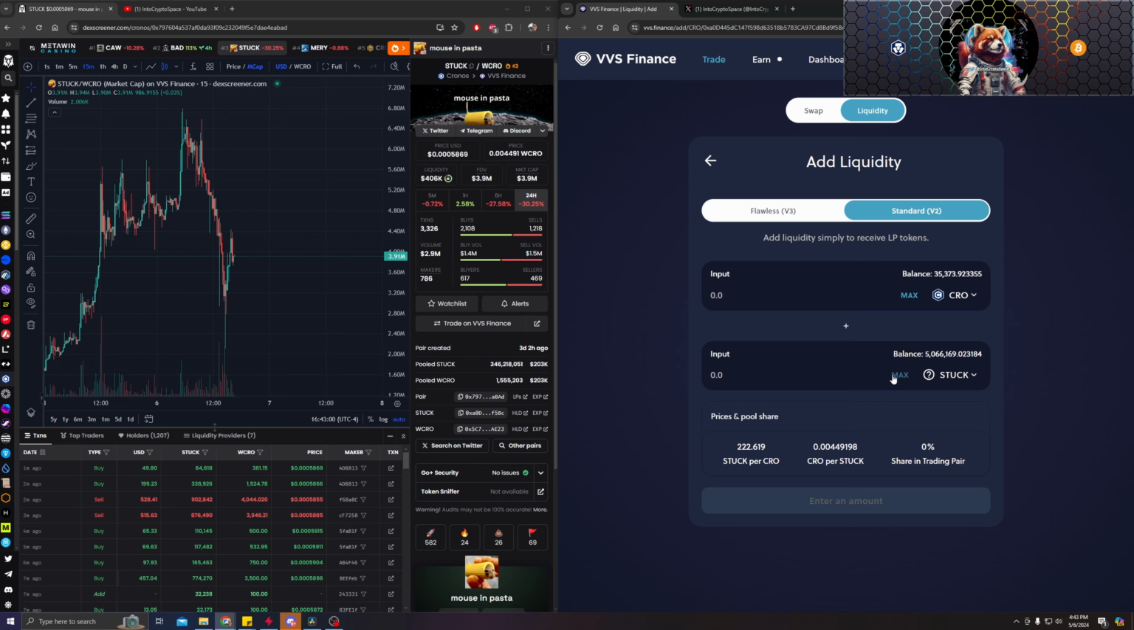I don't want to beat around the bush. I'm just going to stick with it and do the whole thing. So the thing you need to know with LP pairs, if it wasn't obvious in the first place, is that at this position of the chart, this price point, you're going to be providing an equal amount of crow, the native token, to be paired together.